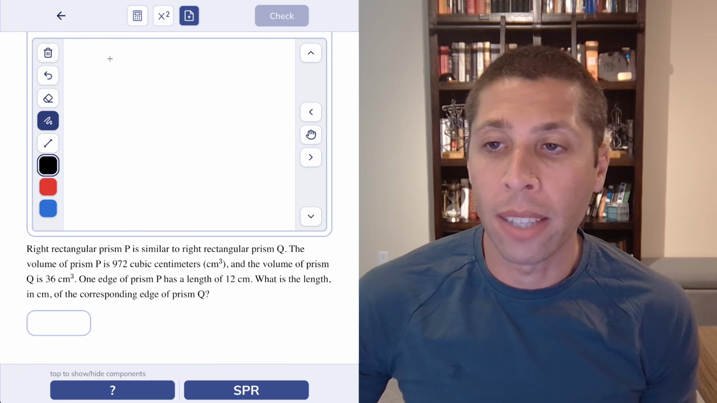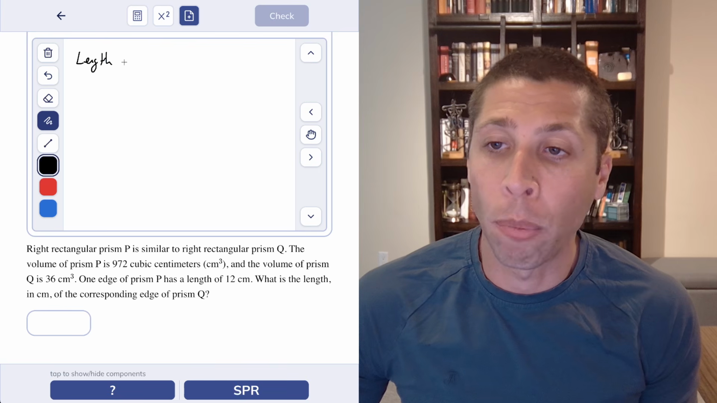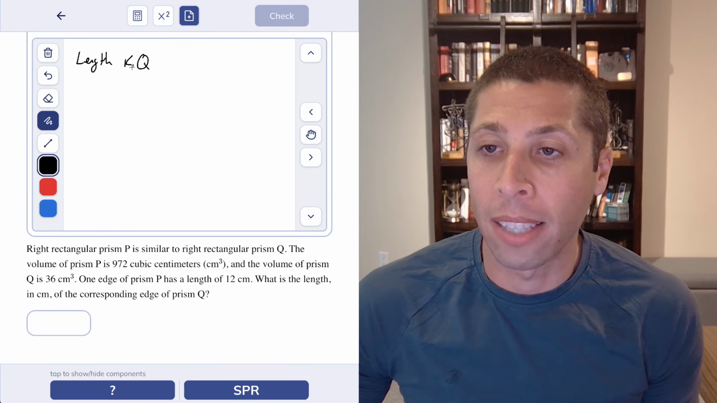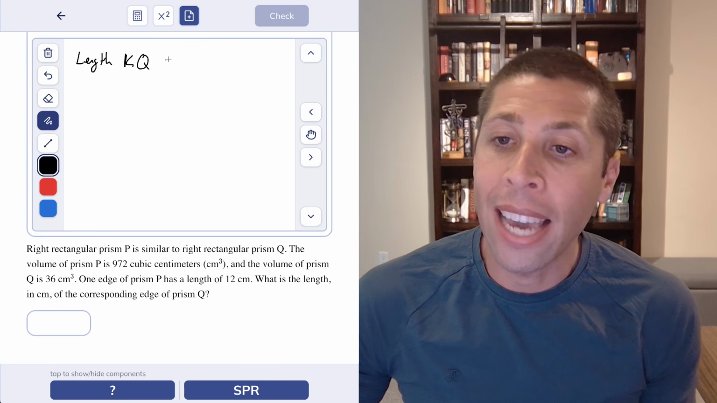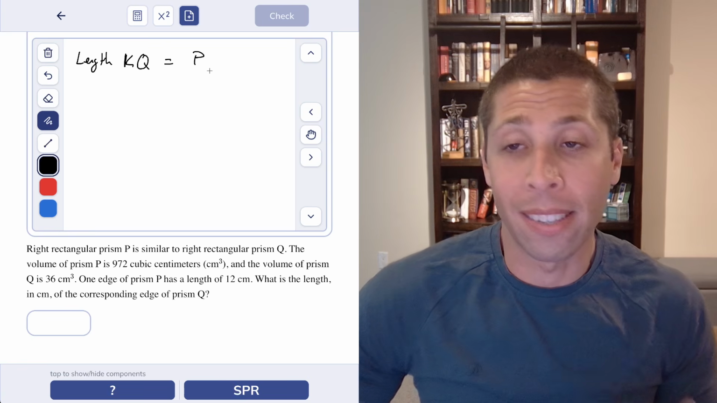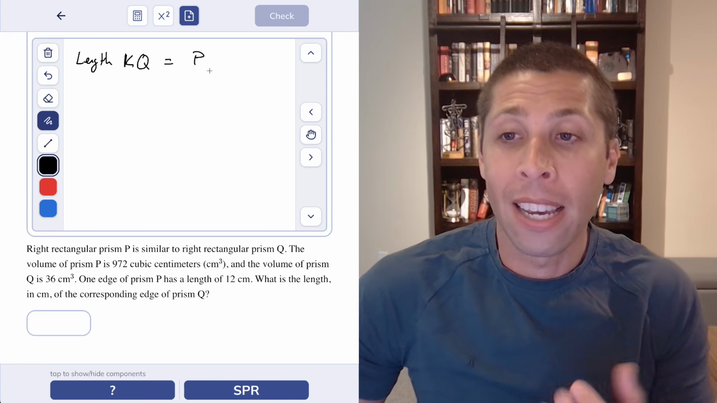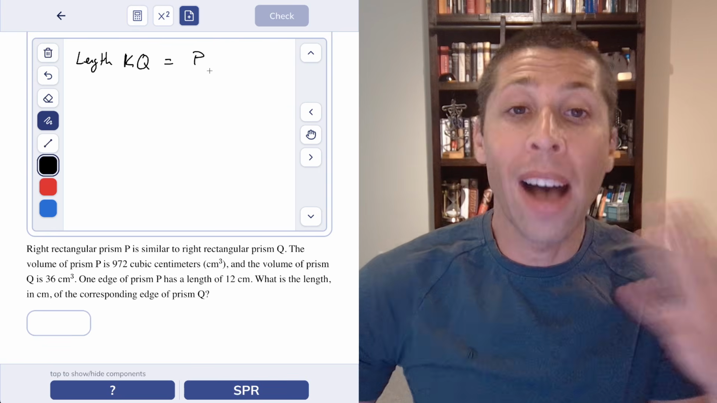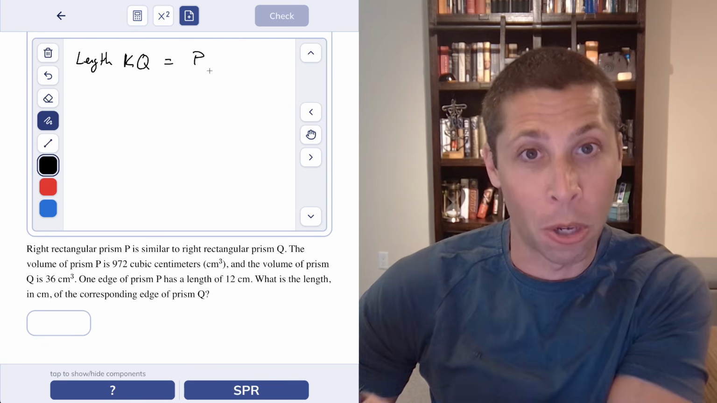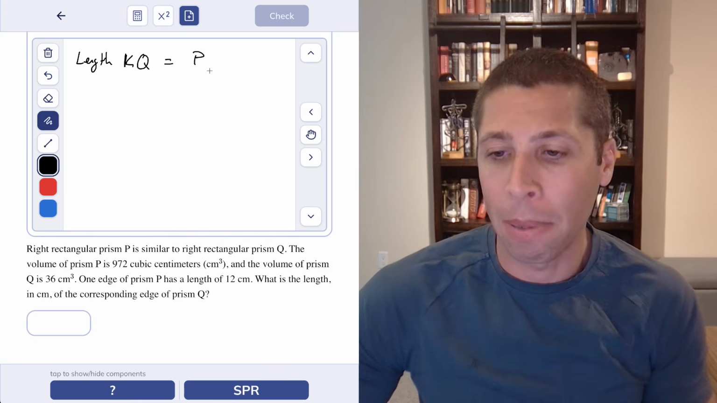So the basics here is that P is bigger than Q, right? So we're going to take the side length of Q, and we're going to multiply it by some constant, let's just call it K, to get a side length of P. Another way we might say this in normal English is that prism P is 3 times as big, 5 times as big, 7.2 times as big as prism Q. That's essentially what the K is, it's that number. How many times bigger is P than Q?